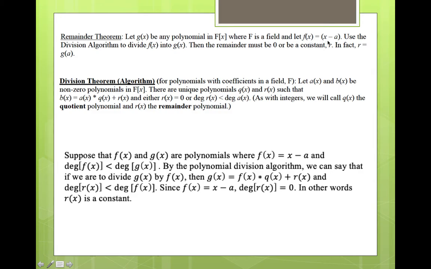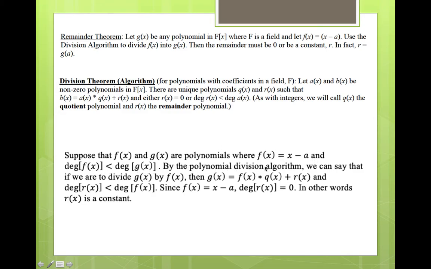Because what we're dividing by is a linear polynomial, x minus a, the only way for the degree of our remainder to be less than that would be if the degree of our remainder was 0. Which means it's either the 0 polynomial or another constant of degree 0. So I stated that down below. Suppose that f and g are polynomials where f of x is that linear x minus a, and the degree of f of x is less than the degree of g of x.